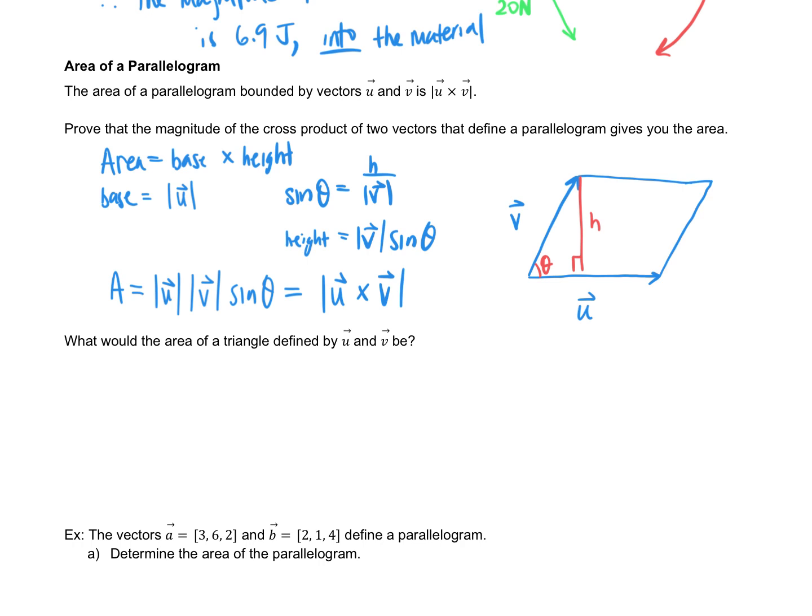Now, if we know that the magnitude of the cross product is the area of the parallelogram, then the area of a triangle, which is just a parallelogram cut in half, would just be half of the magnitude of the cross product. So let's give that a try.